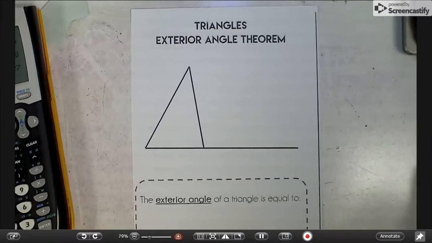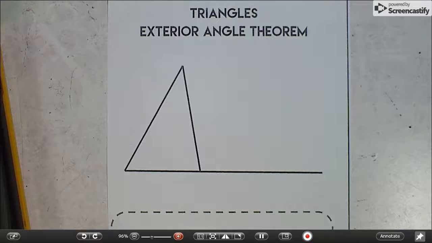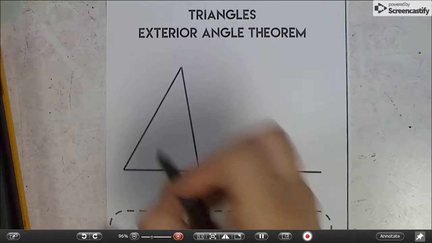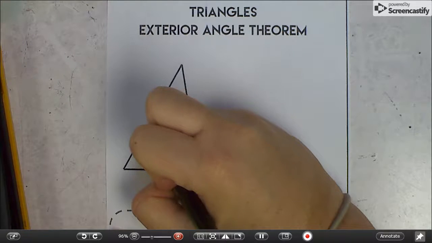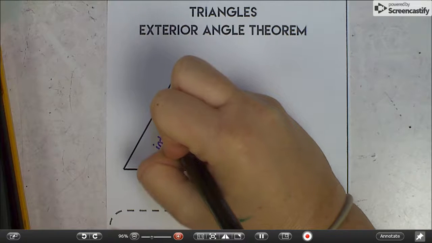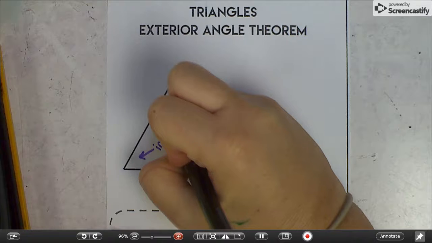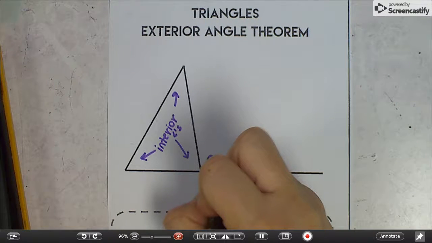Good morning. We're going to talk about another triangle thing today, triangles and the exterior angle theorem. It's very important that you know what these vocabulary words mean, so I want to make sure that we're all on the same page. Any angles that are inside a figure are called interior angles. All three of those are interior angles. Any angle outside is called an exterior angle.